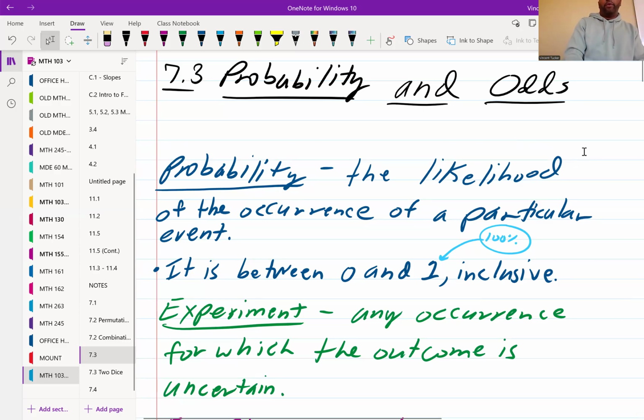Today we're going to look at 7.3 probability and odds. Some of these terms you've already been exposed to. I think it might have been 7.1, where I introduced experiment and all the good stuff like that. So some of this is just rehashing or reviewing terms. We'll go ahead and get into those though. Probability is the likelihood of the occurrence of a particular event. It is between 0 and 1, 0 being representative of 0% and 1 being representative of 100%.